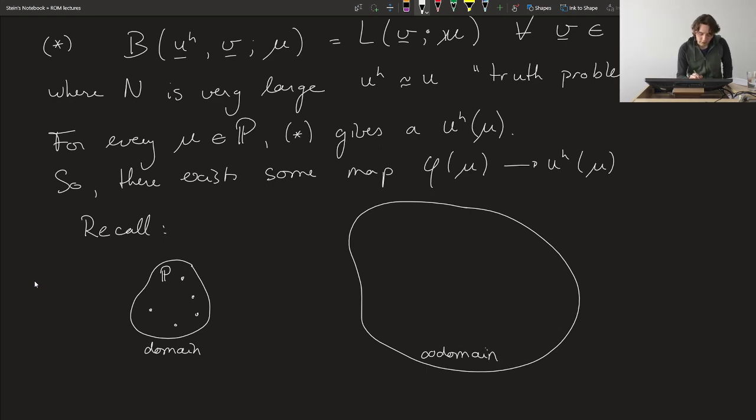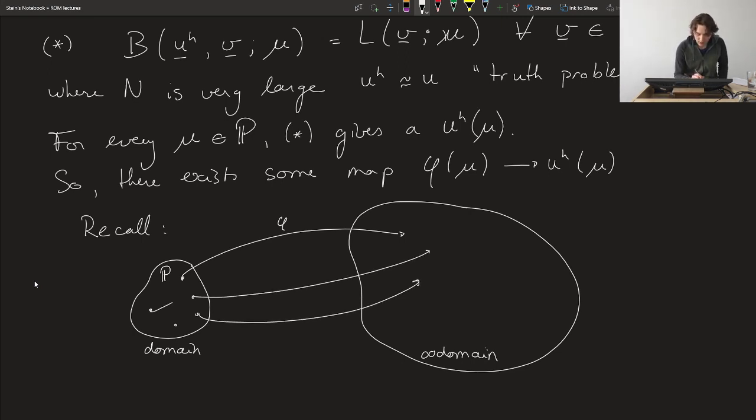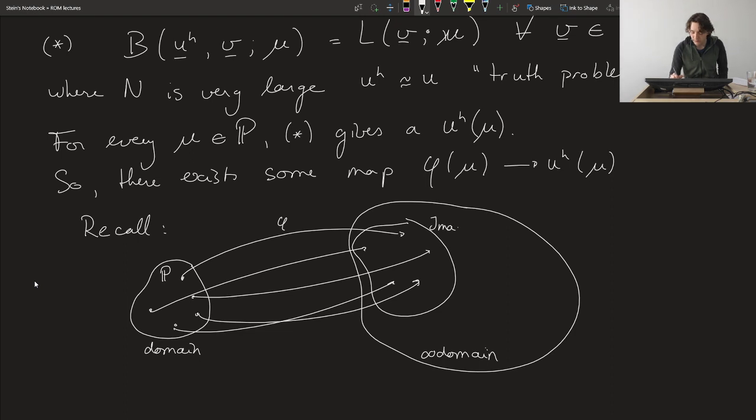And now what I can do is take every point in my parameter domain and map it to the codomain using our mapping phi. And what we would observe is that these actually don't span the complete codomain. They only span a subset of the codomain. And that subset is what we call the image.